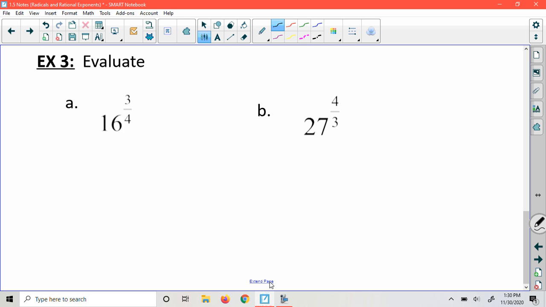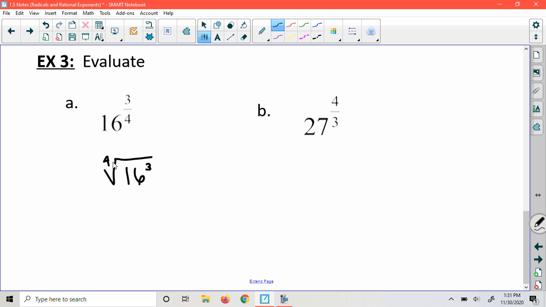Now there are some where we have numbers, we don't have variables like x's or y's in there. So we can evaluate these. We can just simplify them down as far as possible and get a number answer. First one is 16 to the 3/4. So if we use our rule from above that we wrote down, that turns into radical form. The 4 would be the root and the 3 would be the exponent.